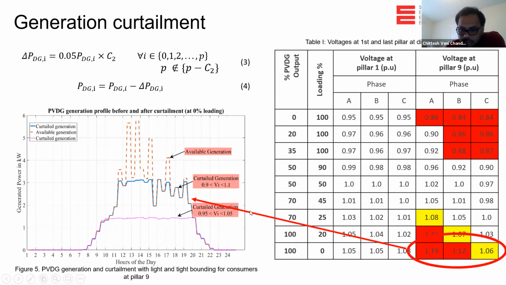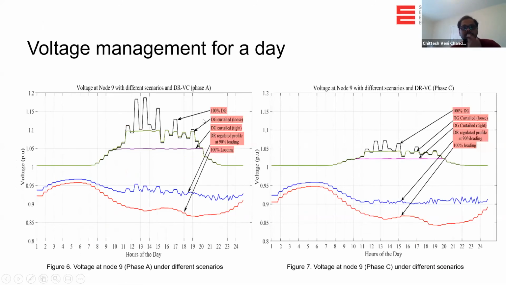Okay. So this is the voltage management for the whole day for node 9, or the last node. We have different scenarios, since the algorithm we proposed handles both over voltage and under voltage. The blue and red lines give you the under voltage scenario and how it responds. At 100% loading, the voltage level goes below 0.9 per unit. When we regulate the voltage by reducing the loading by 10%, we are able to pull that voltage back to above 0.9 per unit.